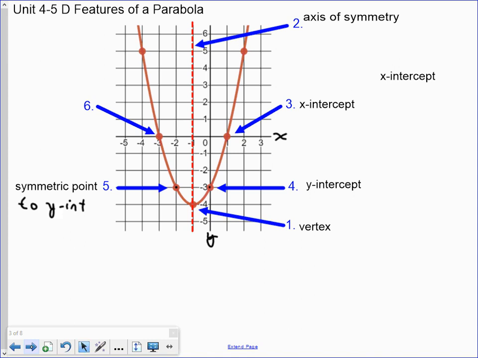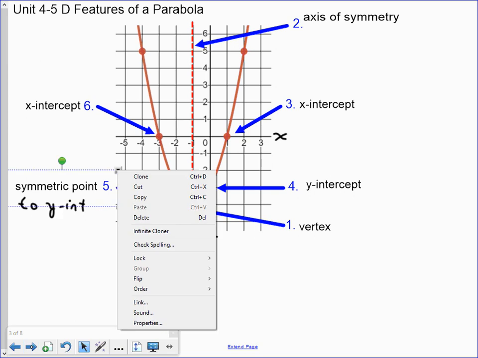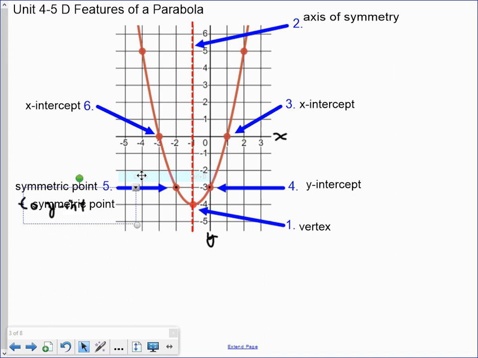And of course, our last thing over here, number 6, is another x-intercept, because again, at this point, our graph is crossing the x-axis. And of course, these two x-intercepts are also symmetric points. So I could have labeled this one as a symmetric point as well. It's symmetric to the other x-intercept.